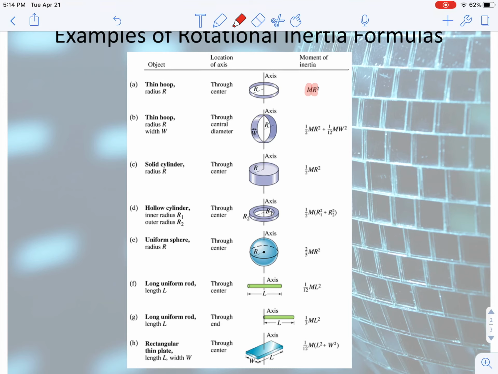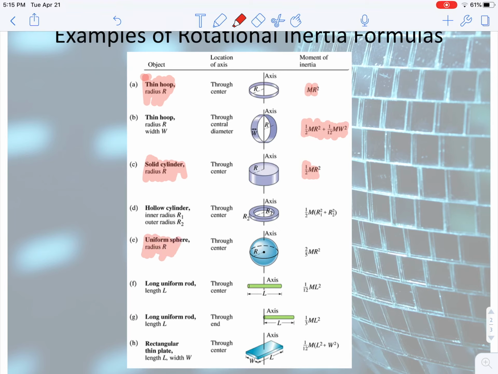You're probably not going to get something that is a little bit more difficult where you have to deal with the width of the hoop, which is our second example here. In order to get the rotational inertia of that object, you have to do two different calculations, add them together. I've never seen anything like that in AP Physics 1, so I wouldn't worry about it. I would say the most common ones you're going to see are the thin hoop, the solid cylinder. Here, let's highlight those. Thin hoop, solid cylinder.